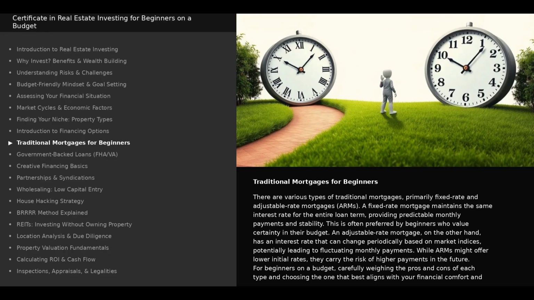An adjustable-rate mortgage, on the other hand, has an interest rate that can change periodically based on market indices, potentially leading to fluctuating monthly payments. While ARMs might offer lower initial rates, they carry the risk of higher payments in the future. For beginners on a budget, carefully weighing the pros and cons of each type and choosing the one that best aligns with your financial comfort and long-term strategy is crucial. Consulting with a mortgage broker can provide personalized guidance.